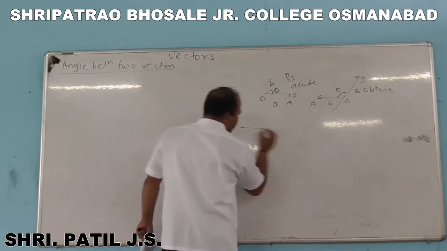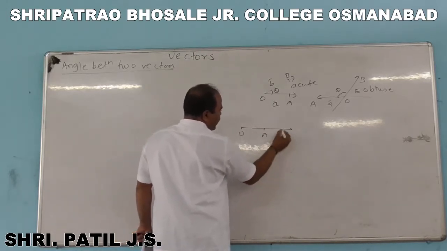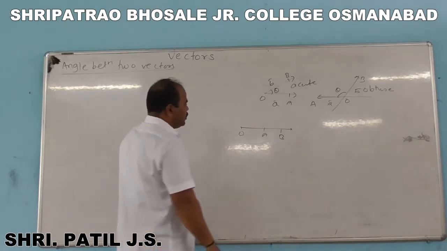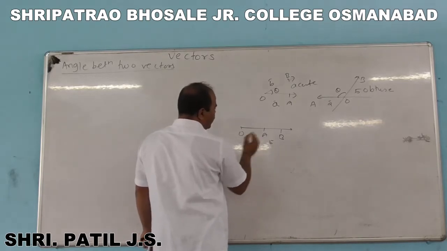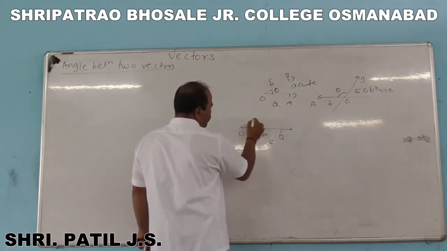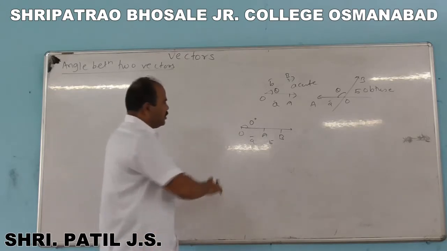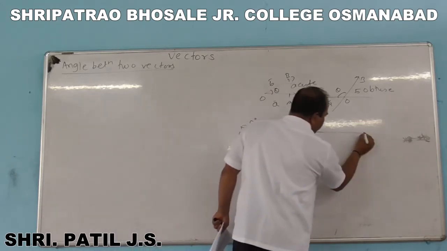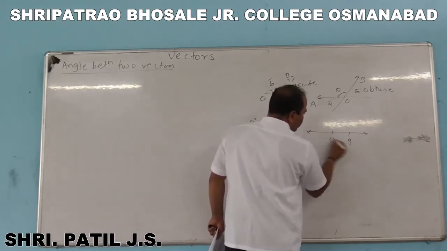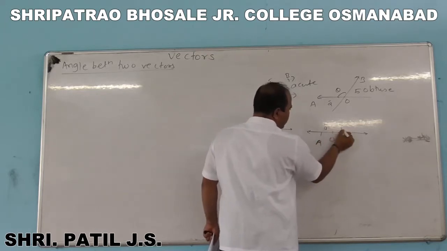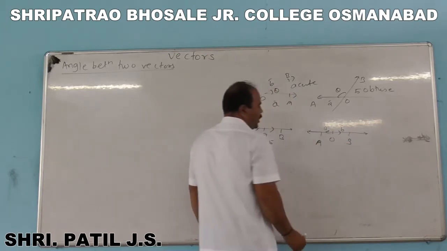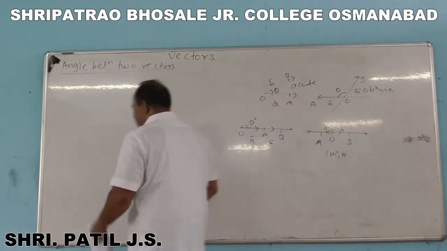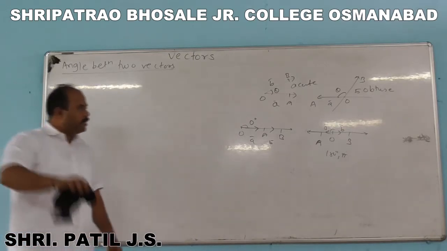Suppose the two vectors O, A, B. If the directions of the vectors A bar and B bar are the same, then theta is 0. Again, suppose the vectors are in opposite directions, then this theta is 180. 180 means pi radian. Theta is 180 means pi radian.